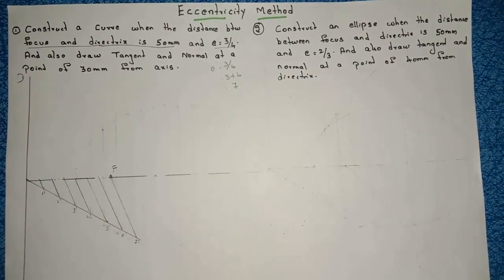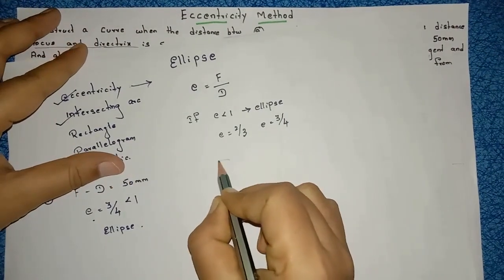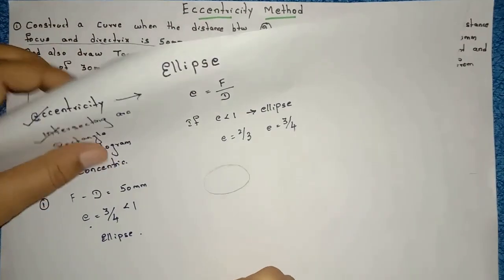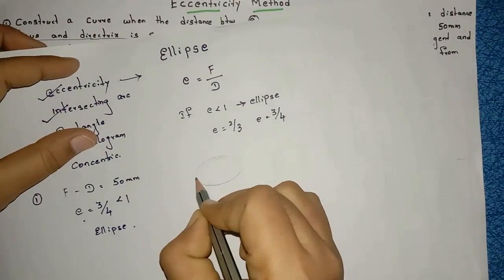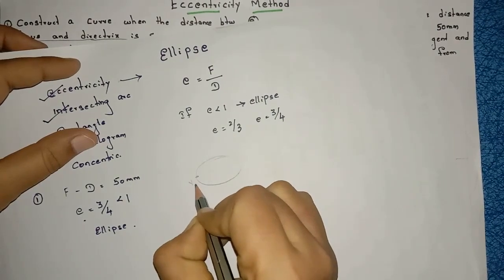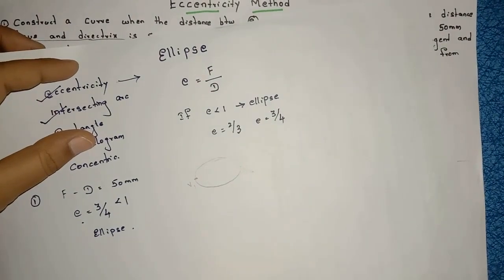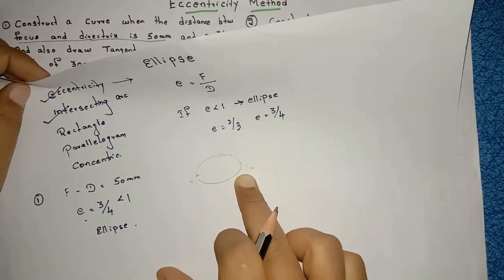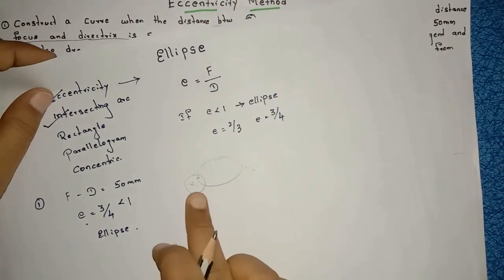Now actually we are going to draw the shape of the ellipse, right? Now see here, an ellipse is a closed curve, having a starting vertex v1 and an ending vertex v2. First we will mark v1.